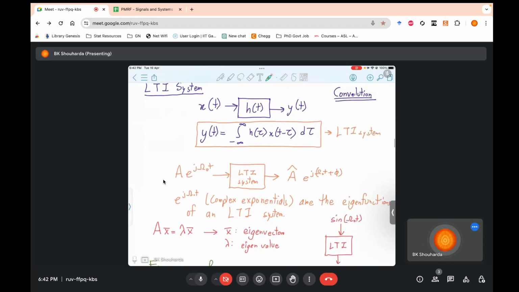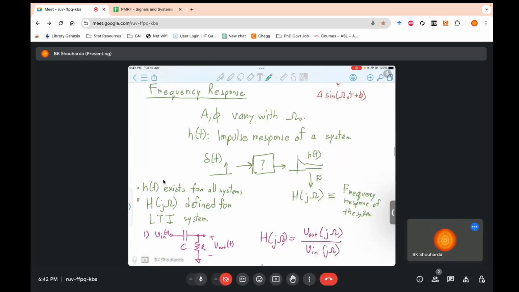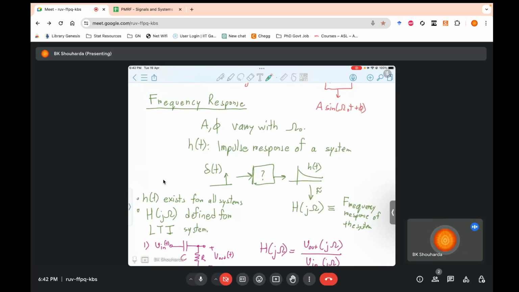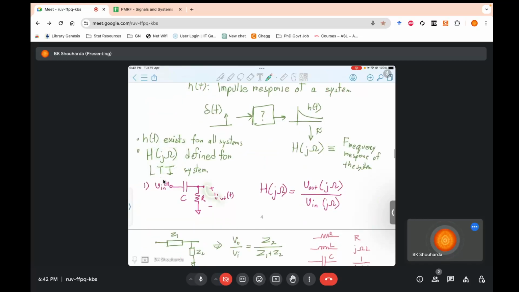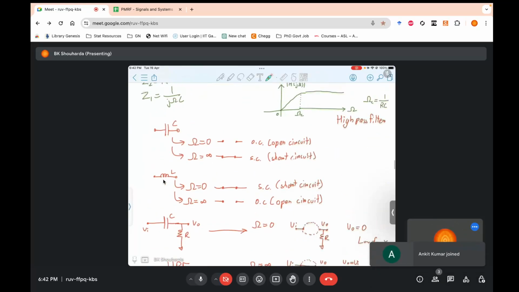And the eigenfunction of an LTI system is the exponential e to the power j omega t. So if you put this in, then you will get another exponential with shifted phase and gain term. And then for every LTI system, based on the impulse response, you can write the frequency response H(j omega). So RC circuit, we had already calculated its frequency response.